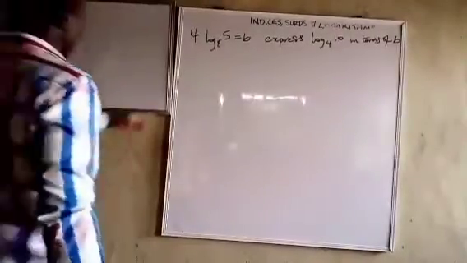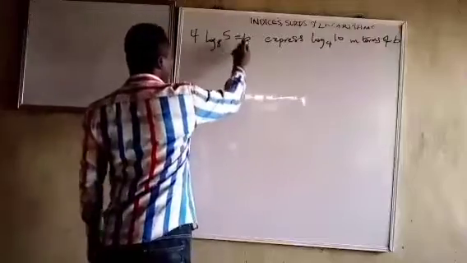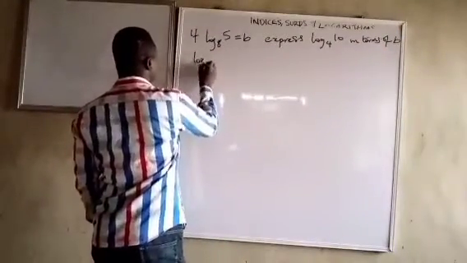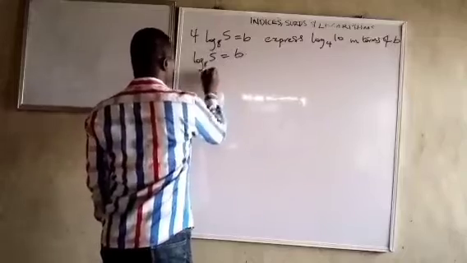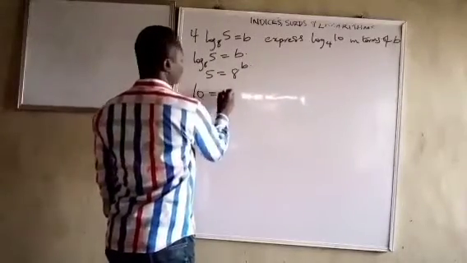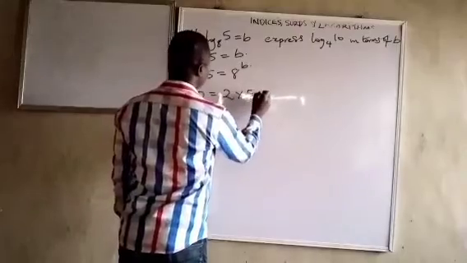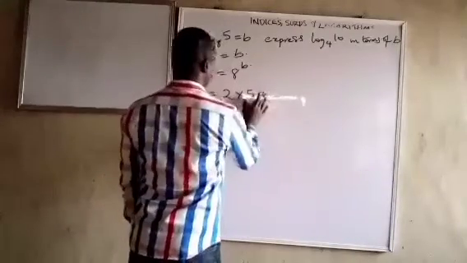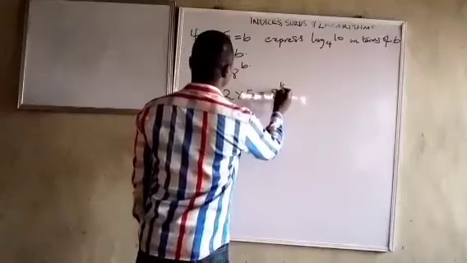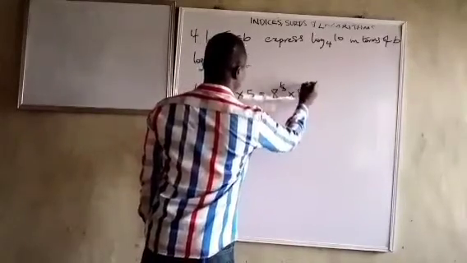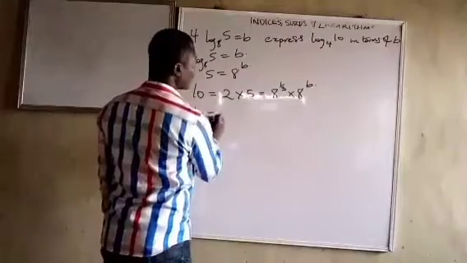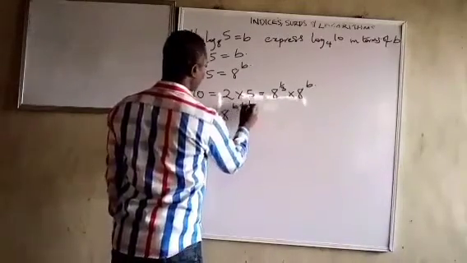Now we have this. If log of 5 to base 8 is equal to b, express log of 4 to base 10 in terms of b. So we have log 5 base 8 is equal to b. So 5 equals 8 raised to power b. Then 10 equals 2 times 5, which is equal to 8 raised to power 1 over 3 times 8 raised to power b. You get that? Therefore, 10 equals 8 raised to power b plus 1 over 3.